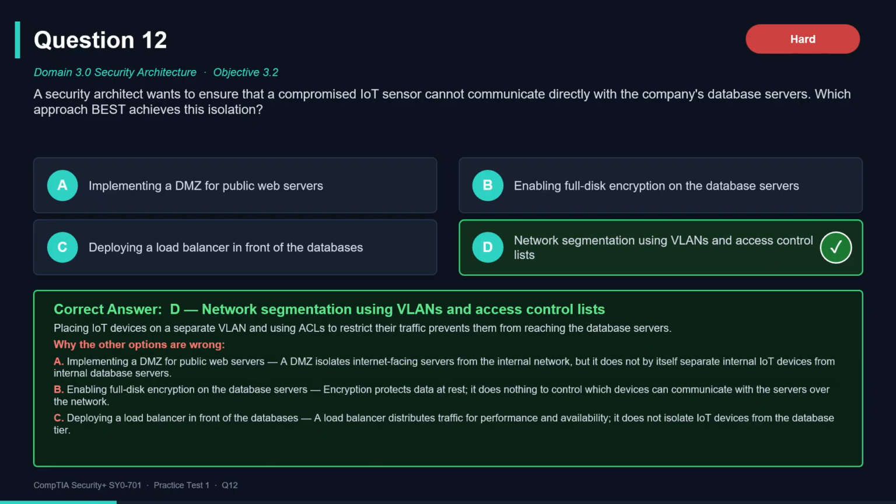Implementing a DMZ for public web servers is incorrect. A DMZ isolates internet-facing servers from the internal network, but it does not by itself separate internal IoT devices from internal database servers. Enabling full disk encryption on the database servers is incorrect. Encryption protects data at rest. It does nothing to control which devices can communicate with the servers over the network. Deploying a load balancer in front of the databases is incorrect. A load balancer distributes traffic for performance and availability. It does not isolate IoT devices from the database tier.